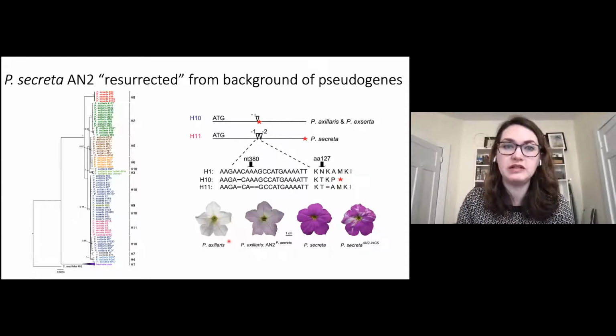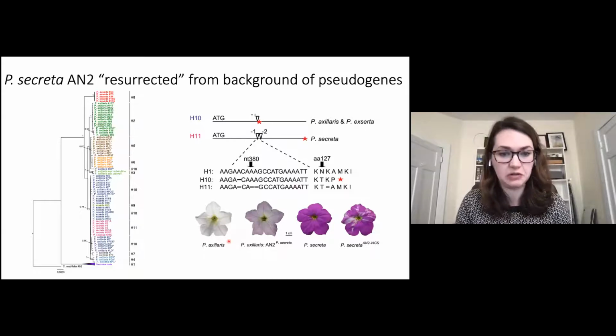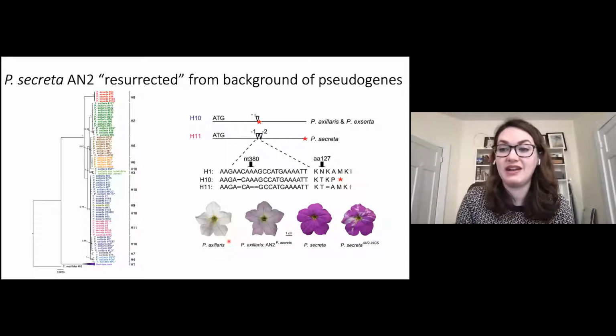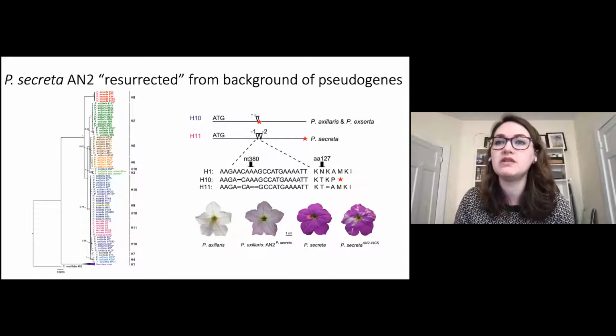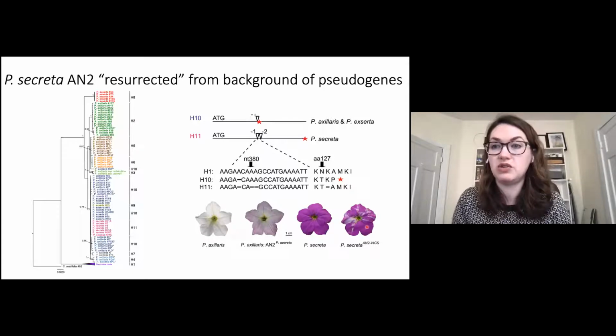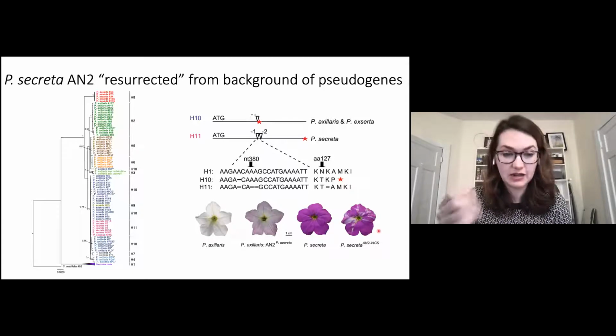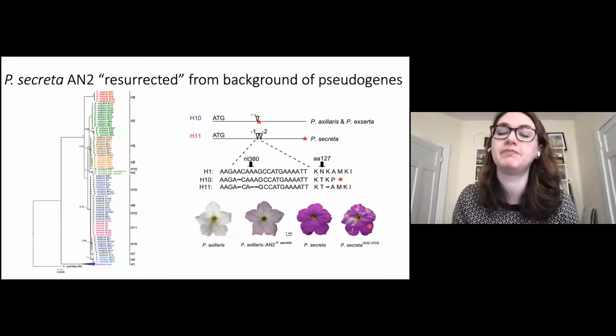To demonstrate the functionality of the protein, just to quickly check, we overexpressed the H11 haplotype in the white Petunia axillaris. And you can see here that it restores floral color. Not quite to the same intensity, but it does restore that color. We also silenced this secreta AN2 in Petunia secreta to demonstrate that it was the transcription factor necessary for anthocyanin-based color. And here you can see white sectors.